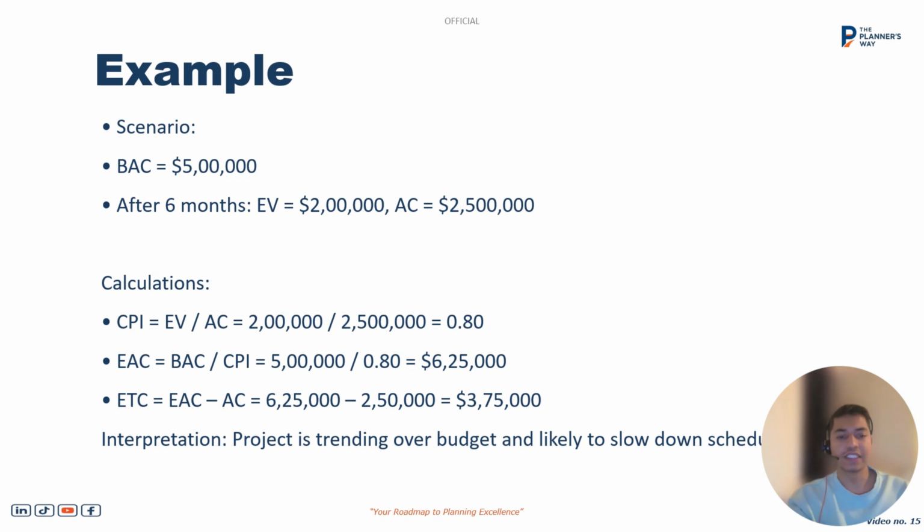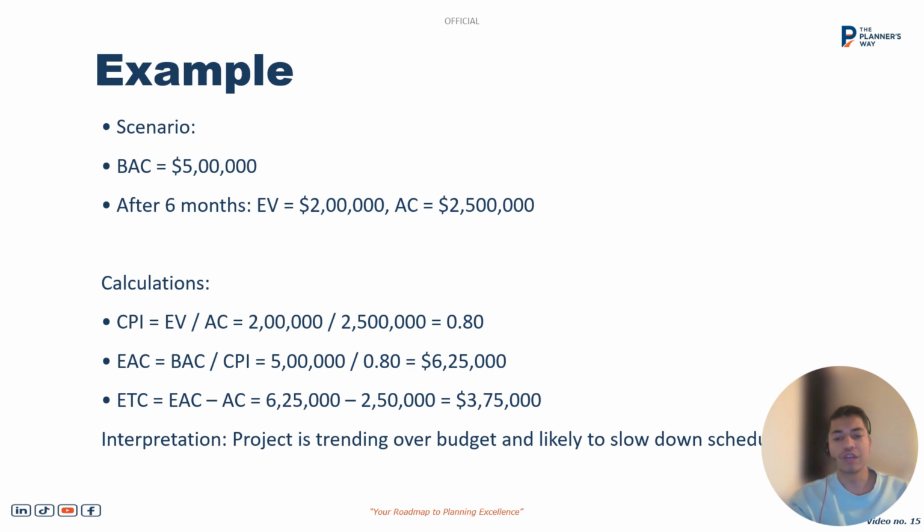To calculate the EAC, it's simply the division of budget at completion by the CPI, which leads us to the new forecast, the new estimate at completion, which is 625,000. And the estimate to complete is EAC minus AC, where we can see it is 625,000 minus 250,000, which leads us to 375,000, which is the additional cost needed to complete the rest of the project.